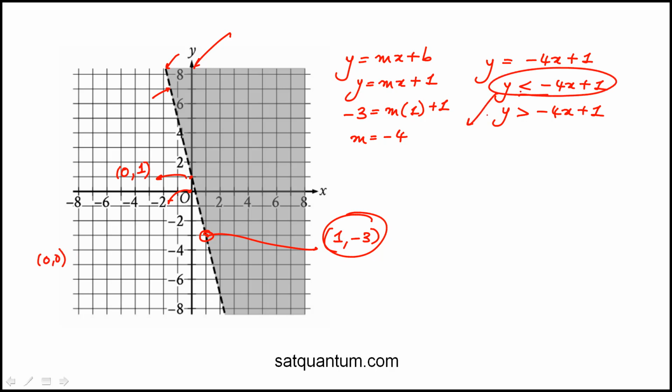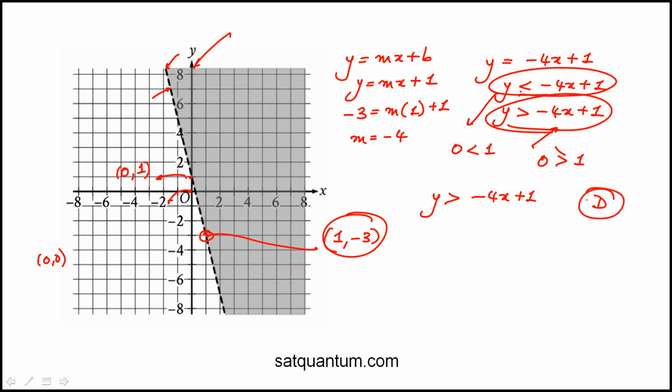If we plug the origin in here, 0 is less than 1, it does satisfy, but we're looking for the other one because the origin is outside the shaded region. It's not going to satisfy. So it has to be that one: 0 is greater than 1, which it doesn't satisfy. So the answer is y is greater than -4x plus 1. If I look at the answer choices, that matches with choice D. So that's one way to do it.